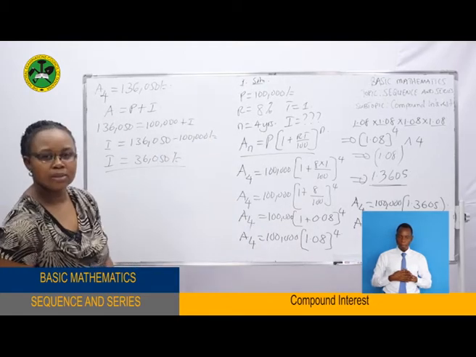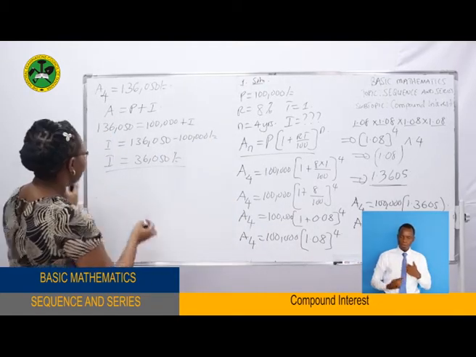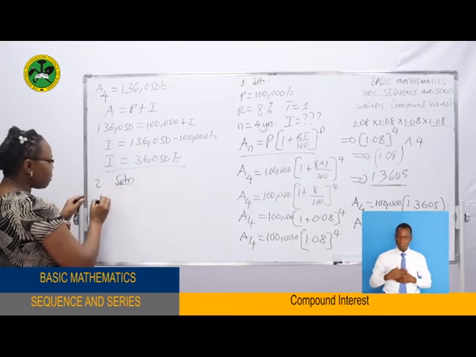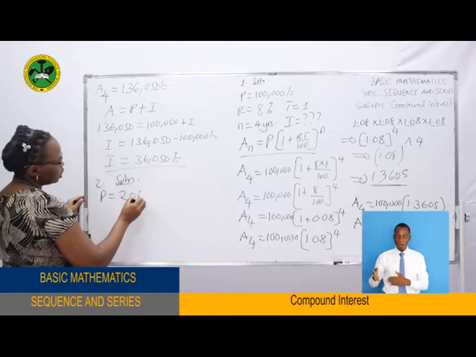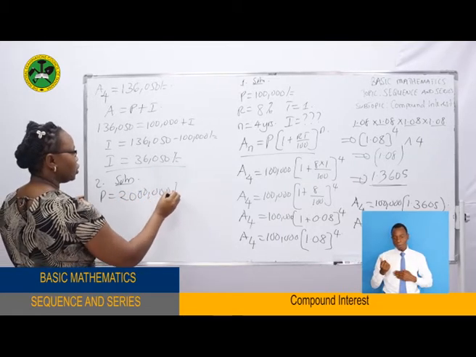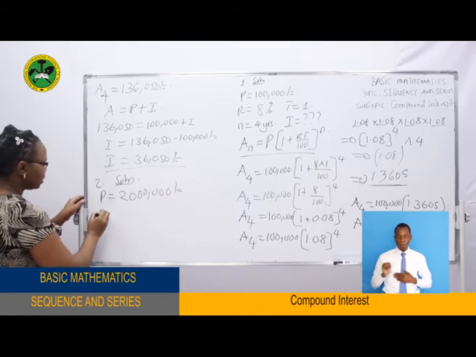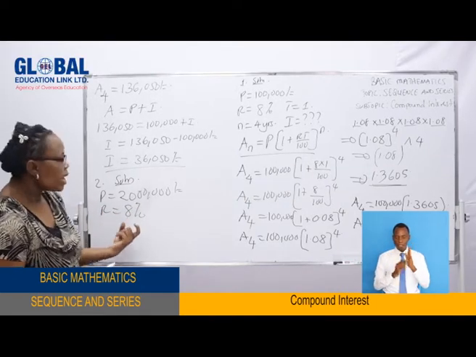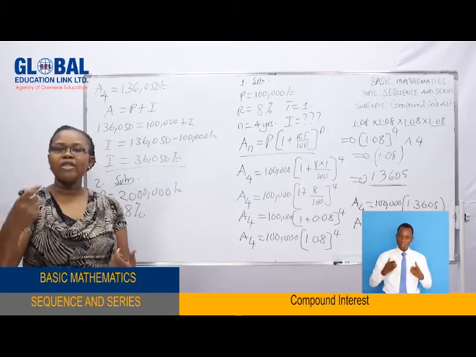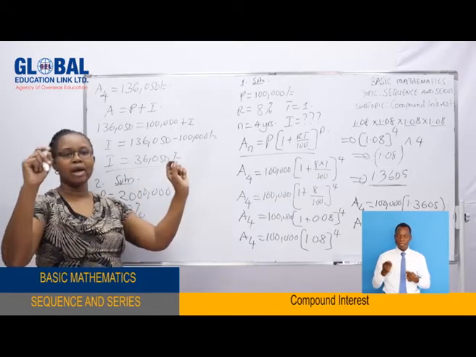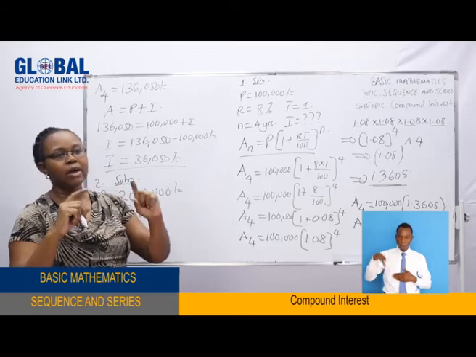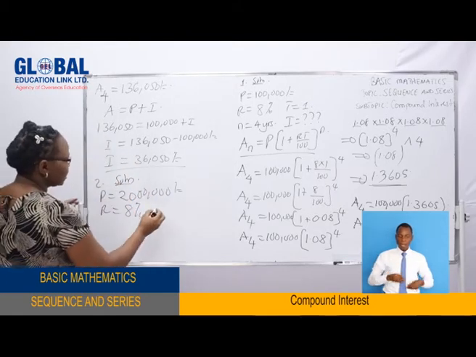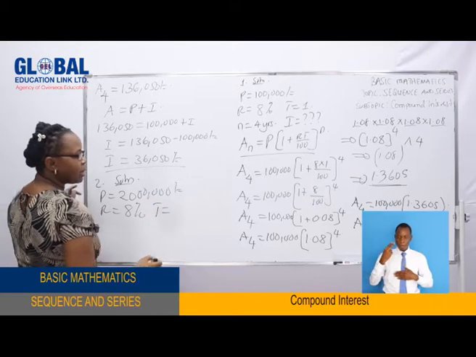My dear students, from question number 2, we have the principal, which is 2 million shillings. Then the rate, which is 8%. But this rate is semi-annual. It means in a year the interest is provided 2 times. So it means time here will be semi-annually.